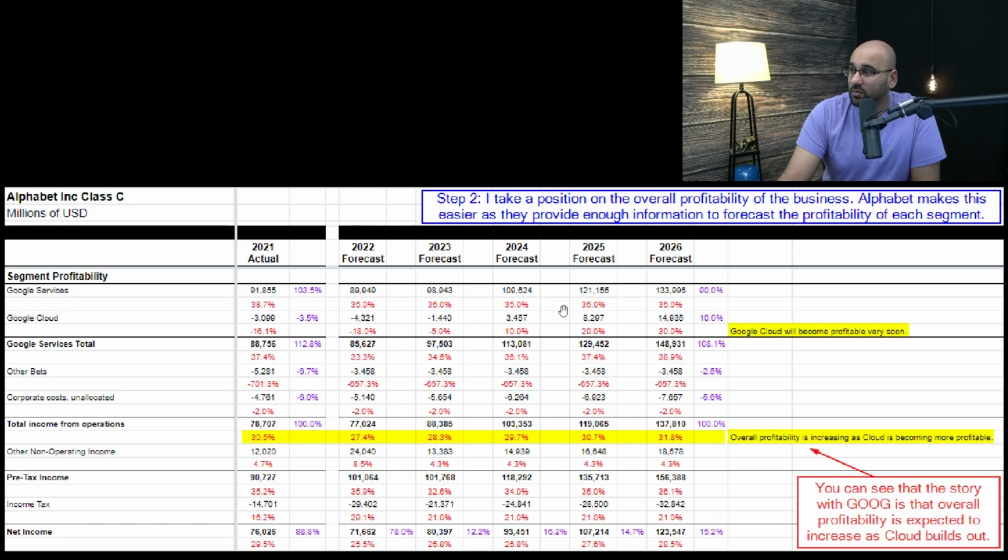So step 2 is where I take a position on the overall profitability of the business. Now, the reason why I chose to use the Alphabet model is because Alphabet actually makes this step easier, as they provide enough information to forecast the profitability of each segment. So this is really good. Now, sometimes, in most models, you'll see me actually forecast profitability by just going down the income statement, and that's fine as well. You'll see that a lot. But if the company provides us with the ability to forecast out profitability on a segment level, I'll always use that, as opposed to a more generic valuation where I'm going down the P&L.